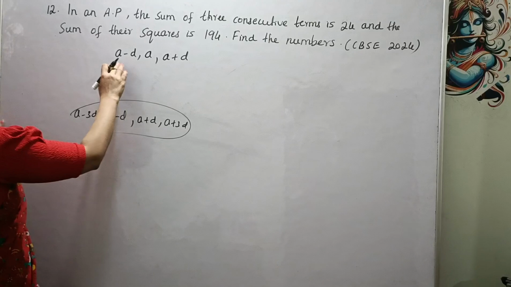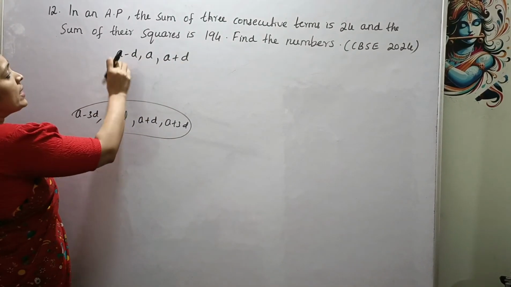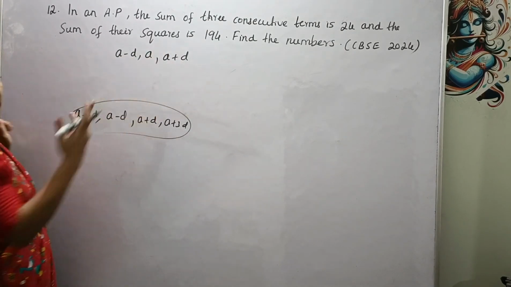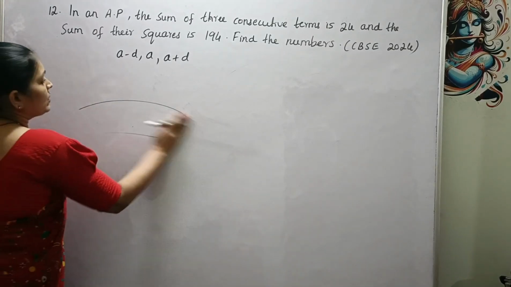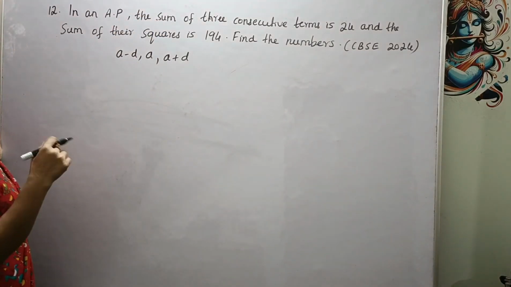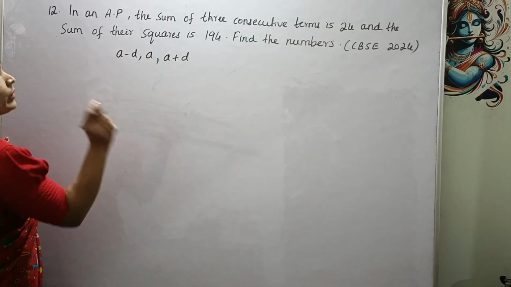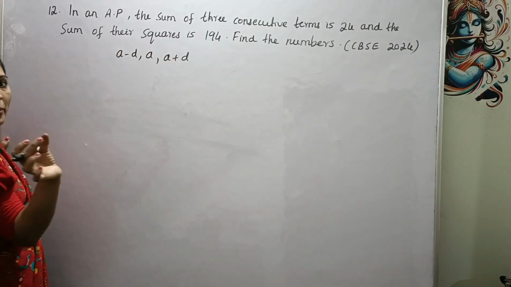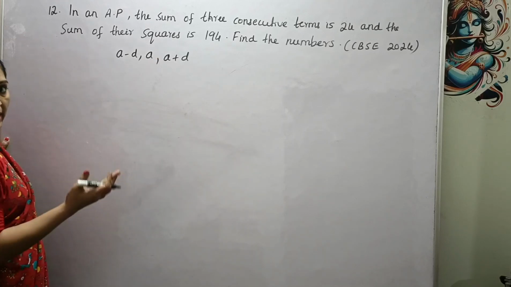So here we have to take a minus d, a, a plus d. Why are we taking this? When these are added, the d will be cancelled so that we can find the value of a. Here it is given that the sum of three consecutive terms is 24. So we have taken the three consecutive terms a minus d, a, a plus d, where d is the common difference.